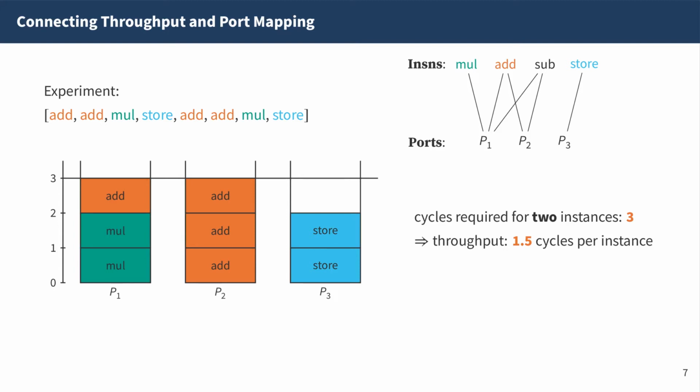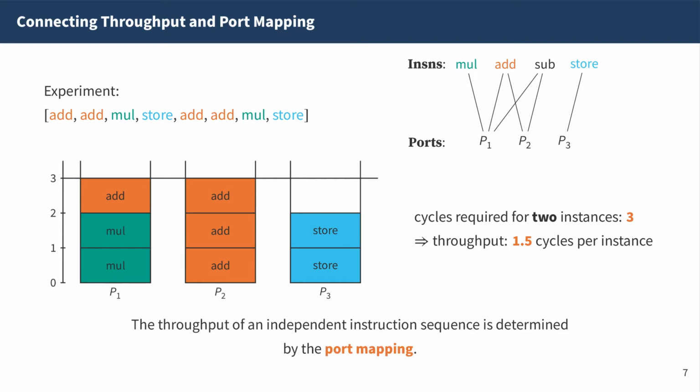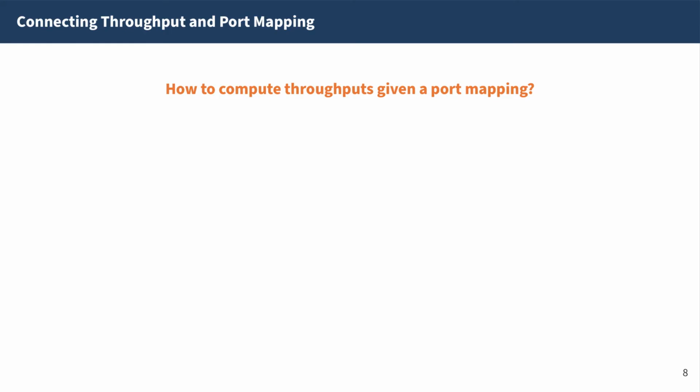If the port mapping would allow other instructions to be issued to port 3, or would not give this freedom to the add instruction, we would obtain a different throughput. We can see that in the absence of data dependencies, the instruction throughput is solely determined by the port mapping. This already gives us the intuition that measuring throughputs can be helpful to infer port mappings. So let's investigate this connection further. If you want to systematically compute the throughput of an instruction sequence as it is determined by a port mapping, we have 2 options.